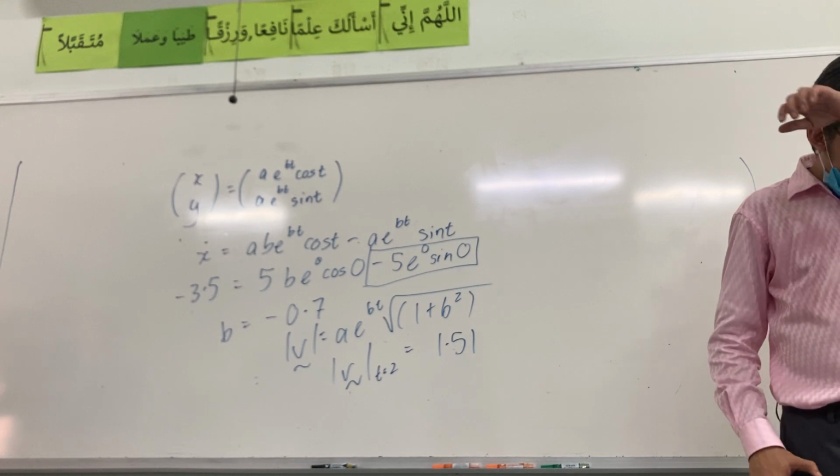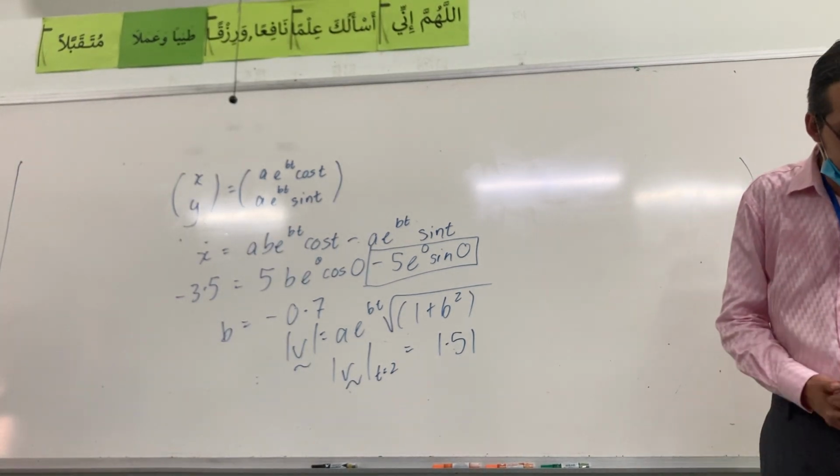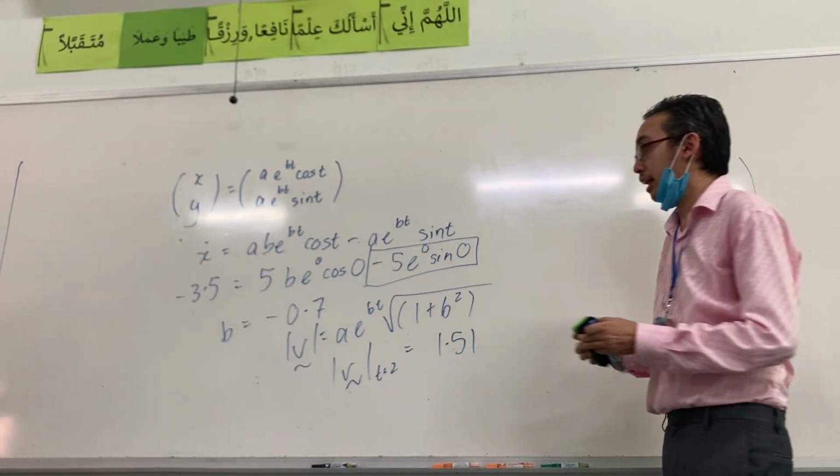Alright, the last one is at a point P, the ice skater is skating parallel to the y-axis for the first time. So this needs a bit of concept.